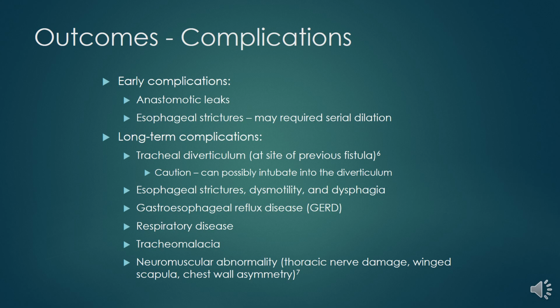The early complications are anastomotic leak and esophageal strictures. There could be tracheal diverticulum, esophageal strictures, gastroesophageal reflux disease, respiratory disease, tracheomalacia, and neuromuscular anomaly. So, if the patient develops tracheal stenosis, then one has to investigate with a chest X-ray, dynamic CT, laryngoscopy, bronchoscopy, and pulmonary function test.